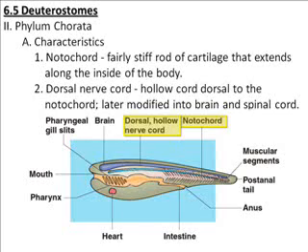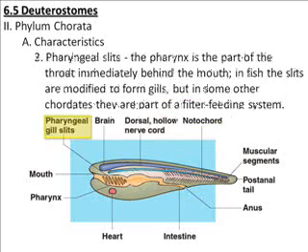All chordates possess a notochord, which is a fairly stiff rod of cartilage that extends along the inside of the body. Chordates also have a dorsal nerve cord that is a hollow cord dorsal, or to the back of the notochord. This was later modified into the brain and spinal cord in vertebrates. So you can see I have highlighted the dorsal nerve cord and the notochord in that simple chordate diagram at the bottom of the slide.